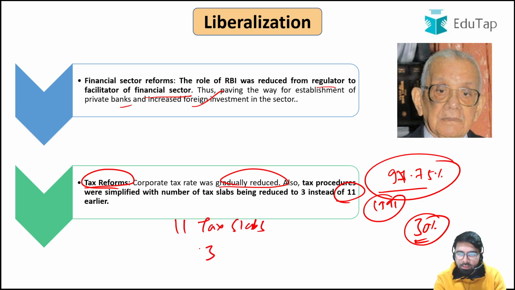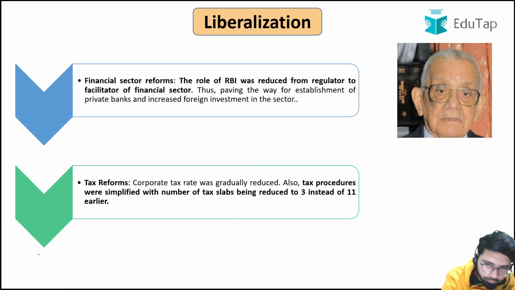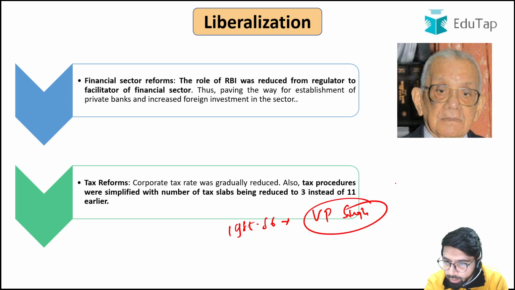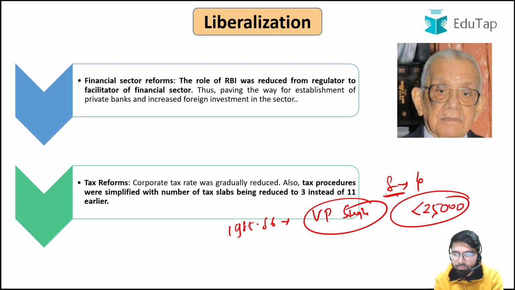So what do we mean by these 11 tax slabs? This was during independence, and in 1985 to 86, VP Singh, who was the finance minister then, reduced the tax slabs from 8 to 4. What exactly are these tax slabs? Let us discuss them. Let us discuss the tax slabs that were prevailing in 1985 to 86.